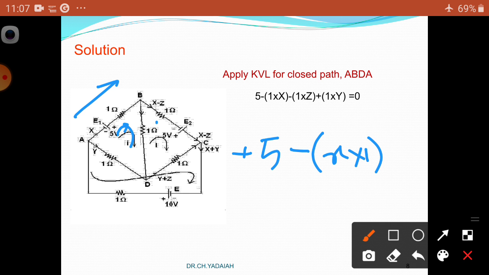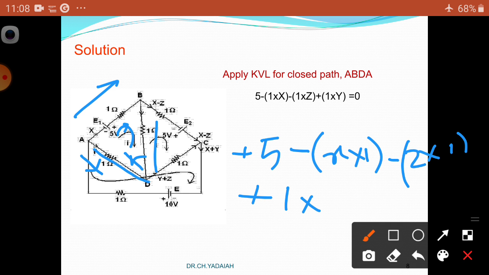Now come to this branch, B to D. Here, B to D has only one passive element. The current direction and loop direction are the same, so we take minus I into R. I is the current Z, into the resistance 1 ohm. Now B to A. Here the current direction is this way and the loop direction is the other way, so they are opposite and we take plus. The resistance is 1 into the current Y.